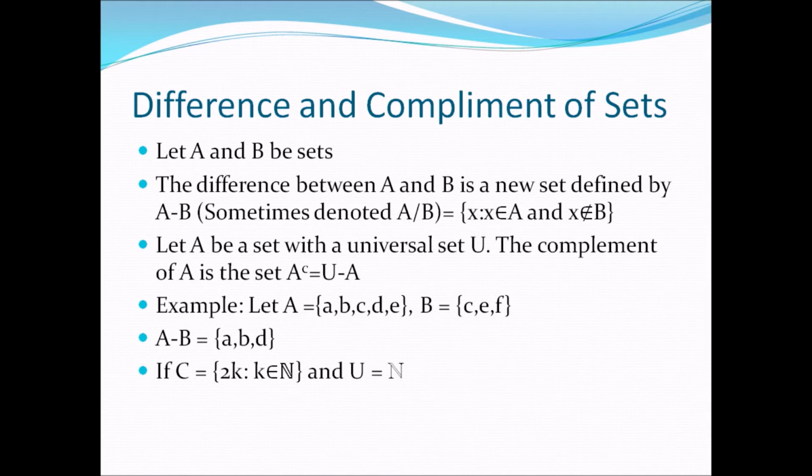So if C is equal to the set 2k such that k is a natural number, so these are even natural numbers, and our universe is the natural numbers, then the complement of C is the set of 2k minus 1 such that k is a natural number. These are your odd numbers. So working in natural numbers, the complement of the even numbers are the odd numbers.